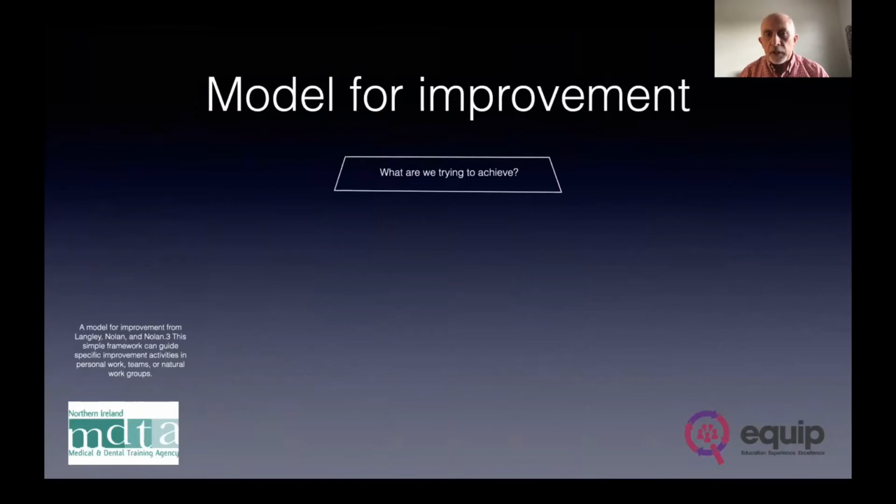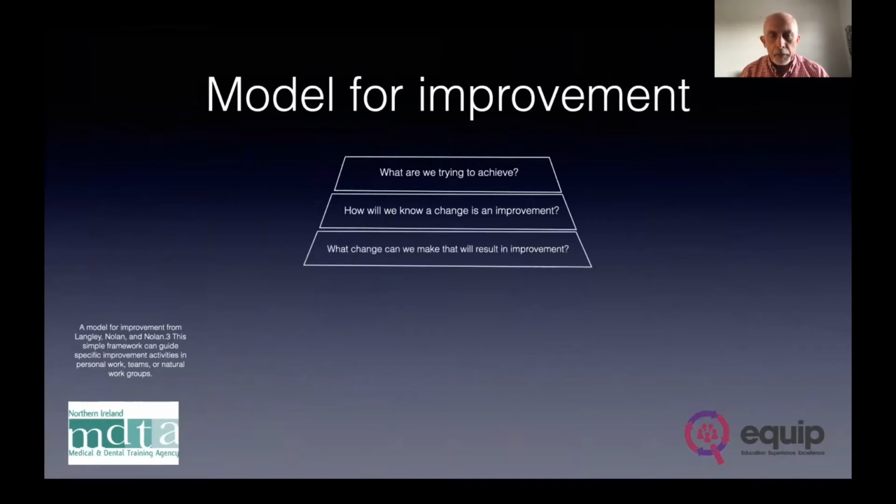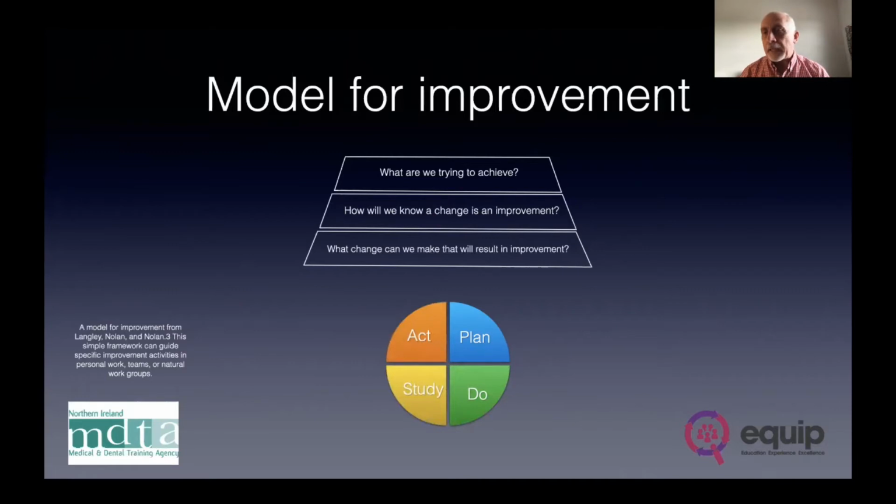So the first question is, what are we trying to achieve? The second is, how will you know a change is an improvement? And the third question is, what change can we make that will result in improvement? And the whole essence of quality improvement is built on this foundation. And the concept that we create ideas about how we think improvement can be made, and we test those ideas. And we do that through planning, doing, studying, and acting on the results. And this is often a repetitive cycle that we put in place, okay?